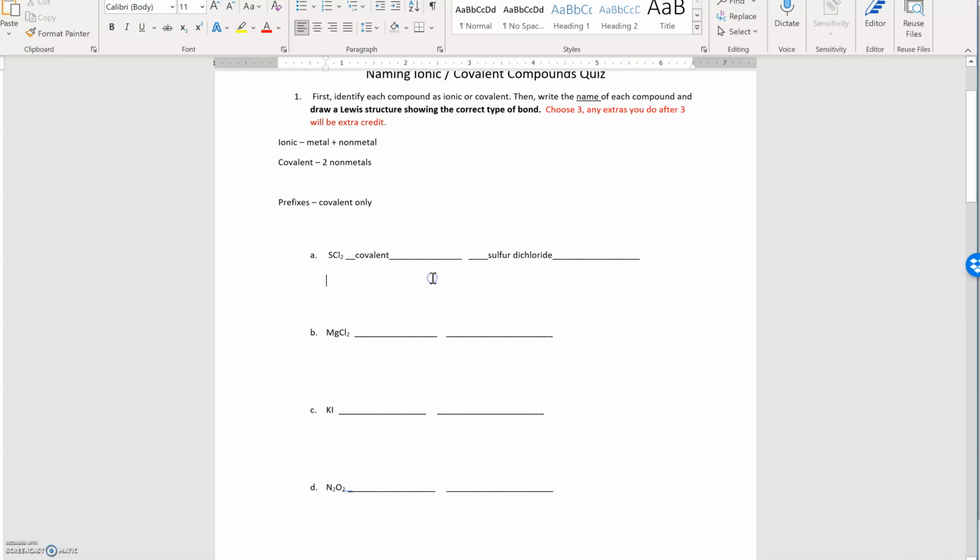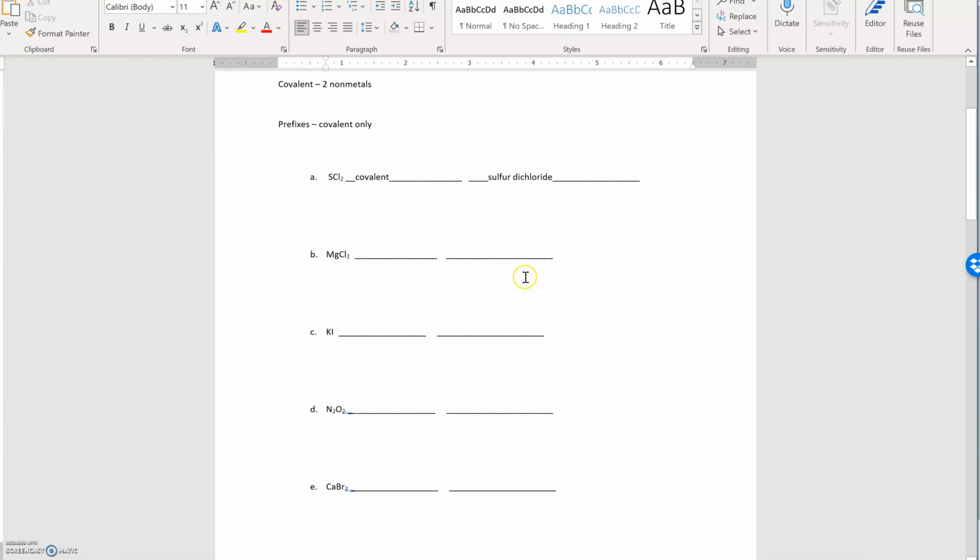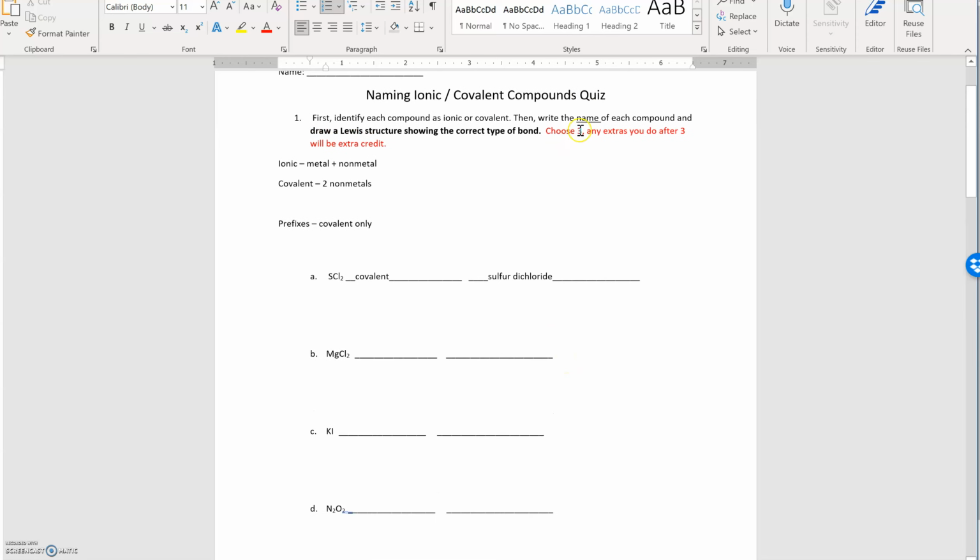The other 2 points for a problem on this quiz are for drawing the Lewis structures. A lot of people skipped that and just did whether it's ionic or covalent and the name. The way this quiz is set up, since there are twice as many points possible as I'm grading it out of, you can actually do that. If you do every problem and get them all right and just do the naming part, you can actually get 100%. But if you only do 3 on each side, like the directions say, you need to make sure you do the whole problem, which includes the Lewis structure.